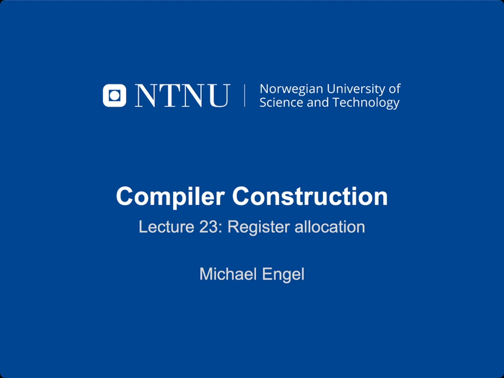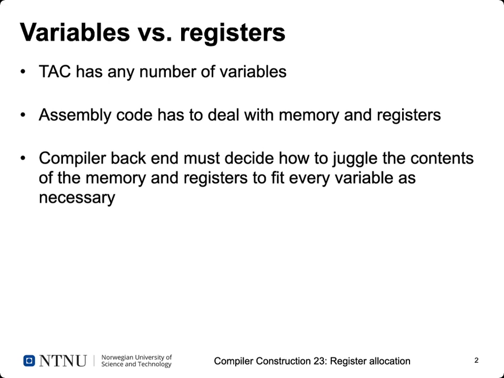In today's lecture, we'll take a look at another part which is important for code generation, especially for efficient code generation, and this is register allocation. So, in 3-address code so far, we have just assigned a new number, or a new name, for each and any variable that we've used.